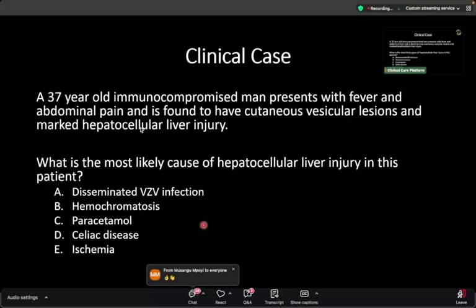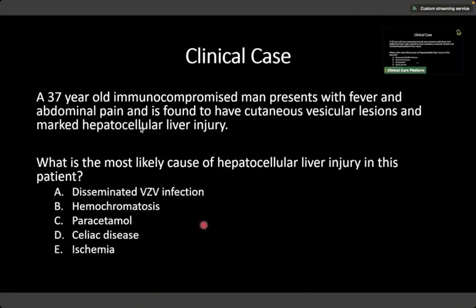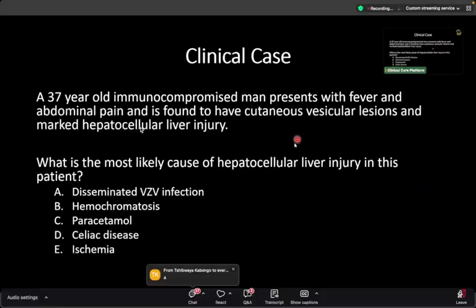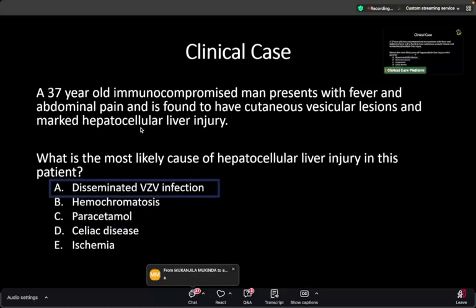What was the most likely cause? Let's have a look at the different options we had here. Dr. Kabongo says A. David says A. Nomonde says A. Elizabeth says A. Everybody is A for A. And indeed, that is the truth. Dissemination of varicella zoster.